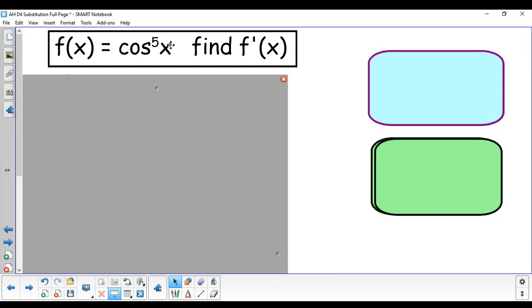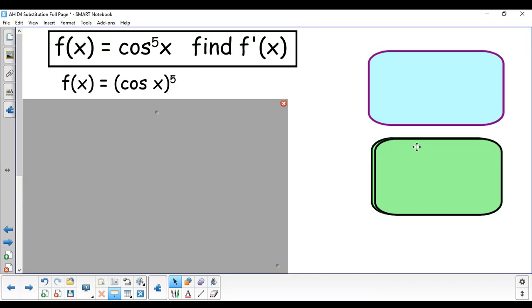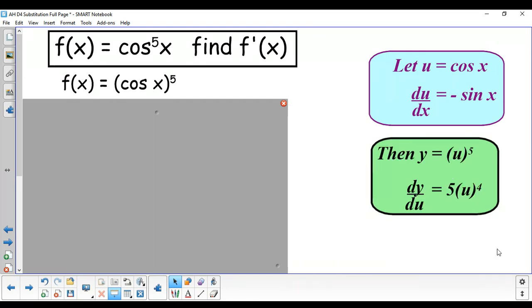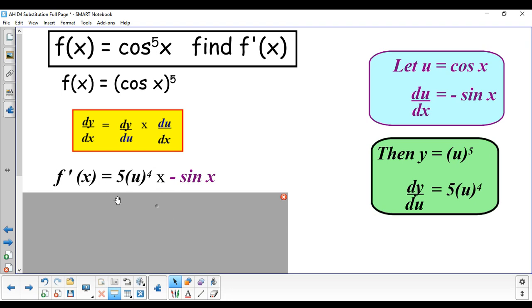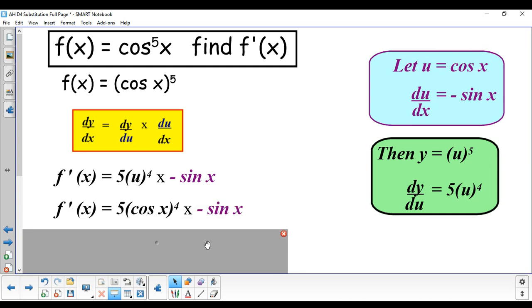Cos to the 5 isn't with the x, so what I would suggest is you write it like that. That means that for substitution, I'll let u equal cos x, so the derivative, remember, goes to minus sine x, and then I'm not writing it f of x over here, I'll write it as y equals u to the 5, so then it goes 5u to the 4. Multiply, but the difference is I'll write f dashed x here, so that will be 5u to the 4 times minus sine x. Bring the minus to the front, in front of the 5, substitute in that u is cos x, and you'll get that.